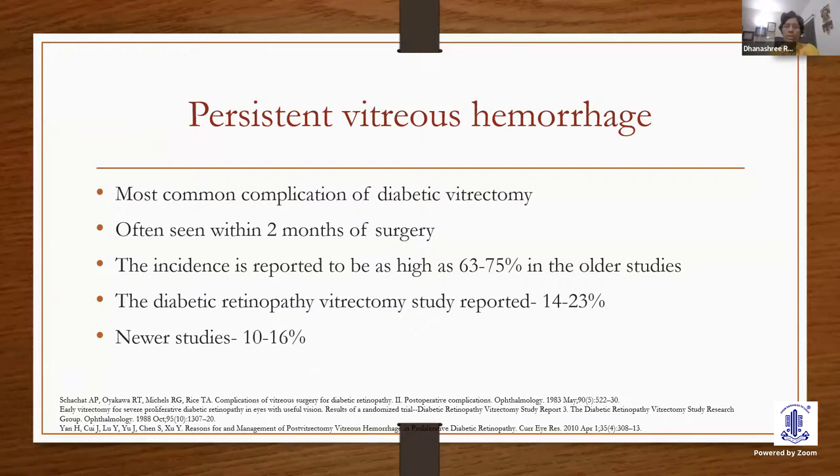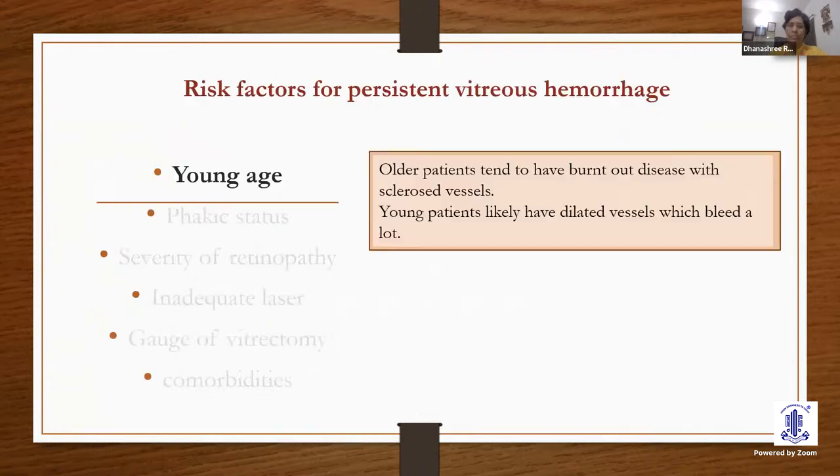The older studies done in the late 80s reported the incidence to be as high as nearly 75%. In the Diabetic Retinopathy Vitrectomy Study, which was reported in the late 80s and early 90s, the incidence was reported to be 14 to 23%. But the newer studies performed around 2010 show the incidence is much less now. It is about 10 to 16%.